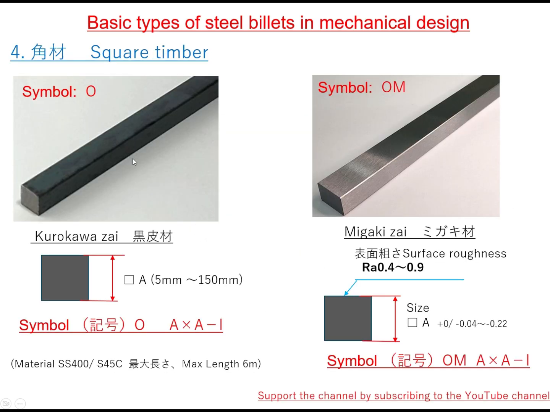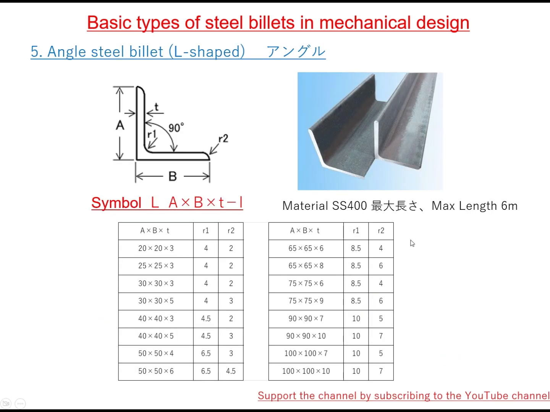Fourth is square steel billets called kakuzai, often used for milling, cutting, punching. Similar to the steel billets mentioned above, square steel billets have a maximum length of 6 meters, with two types of materials: ordinary steel and carbon steel, and two products, kurokawazai and migakizi. Fifth is L-shaped steel billets, also known as V-shaped steel billets. Products only have materials of ordinary steel and kurokawazai.